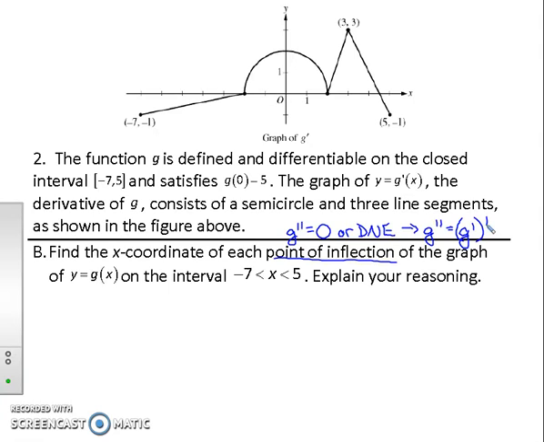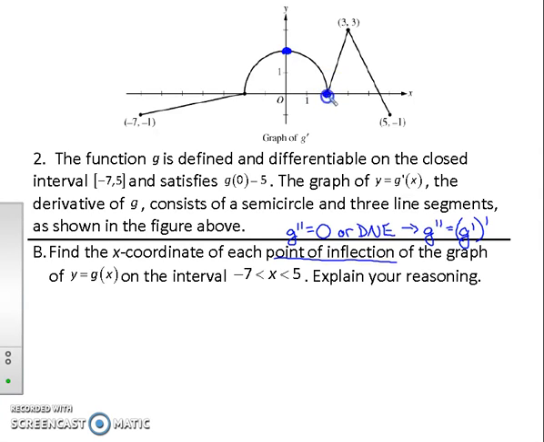So we need to remember the fact that we're looking at the graph of G prime, and essentially we're trying to figure out where would this graph that I'm looking at right now have a derivative that either equals 0 or does not exist, but only, and then changes signs, okay? So for example, right here, the G double prime would equal 0 because that point is a maximum.